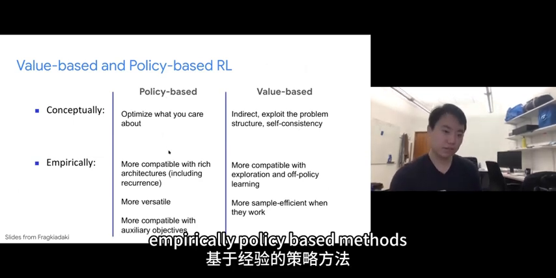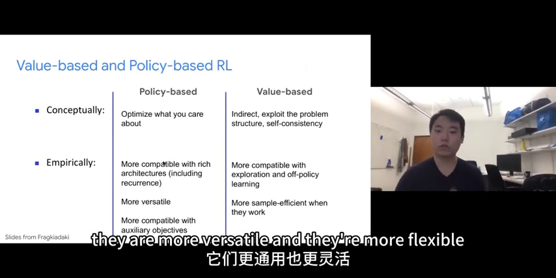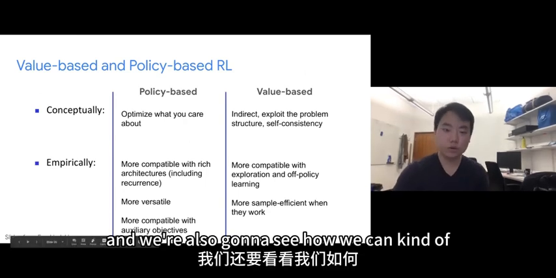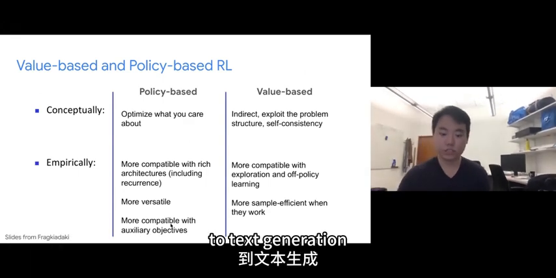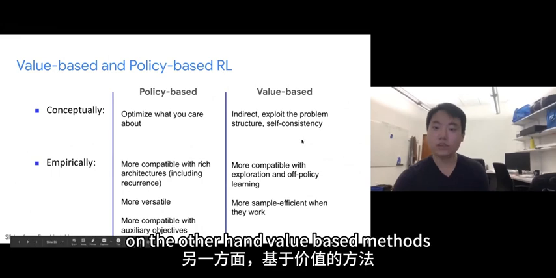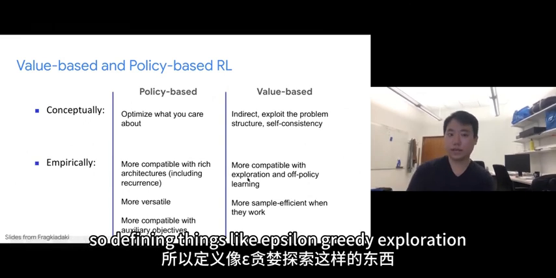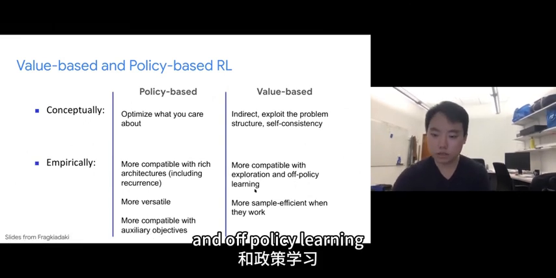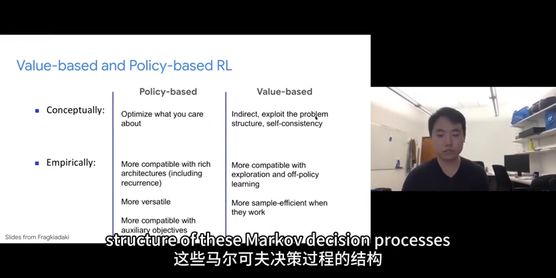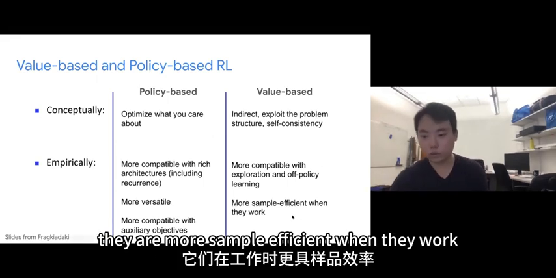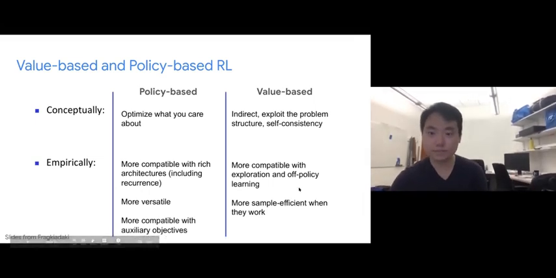Empirically, policy-based methods are in practice more compatible with your deep networks. They are more versatile and more flexible. And we're also going to see how we can extend these policy-based methods even beyond reinforcement learning to text generation. On the other hand, value-based methods are more compatible with exploration, so defining things like epsilon greedy exploration and off-policy learning, in particular because they exploit the problem structure of these Markov decision processes. They are more sample efficient when they work. So a bunch of trade-offs between policy-based and value-based methods.